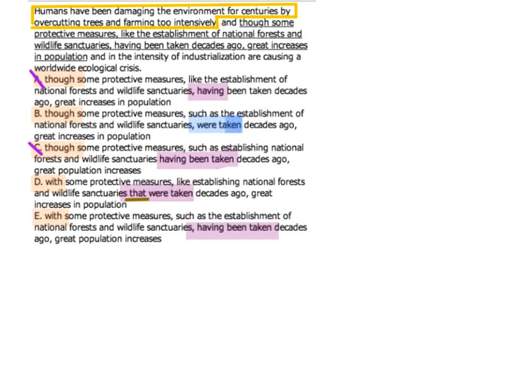One issue is parallelism. Like you've got blah, blah, blah, and in the intensity of industrialization. So, whoa, be on the lookout. It's not just "and the." I mean, you need to have something that matches "and in the intensity of industrialization." So you must have "in" something else: blank, and in the intensity. That's a parallel structure.